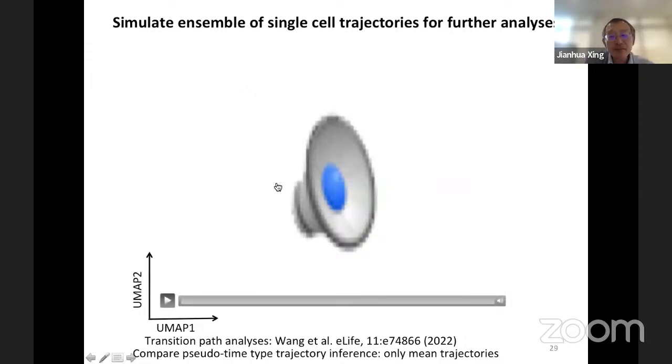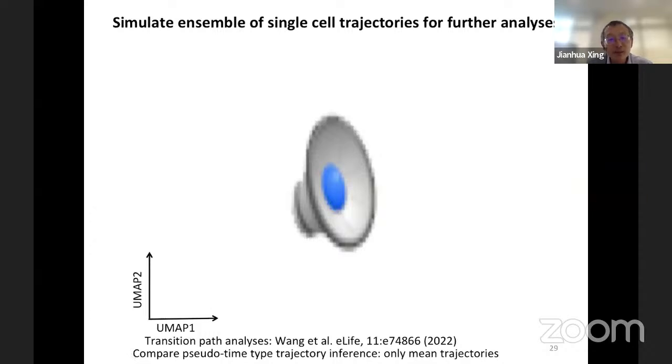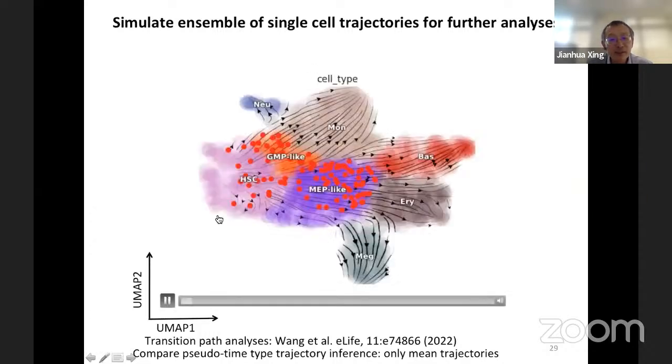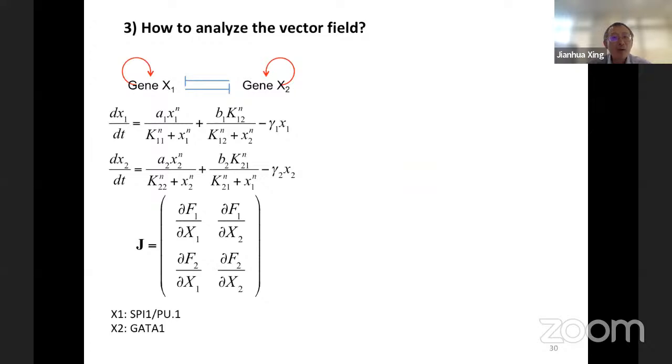Since this is a vector field, just like you have a force field when you do molecular dynamics simulations, you can really run simulations. So here I show you can run simulation for individual cells, how they differentiate. So here shows the movie. Okay, so now you have the vector field.